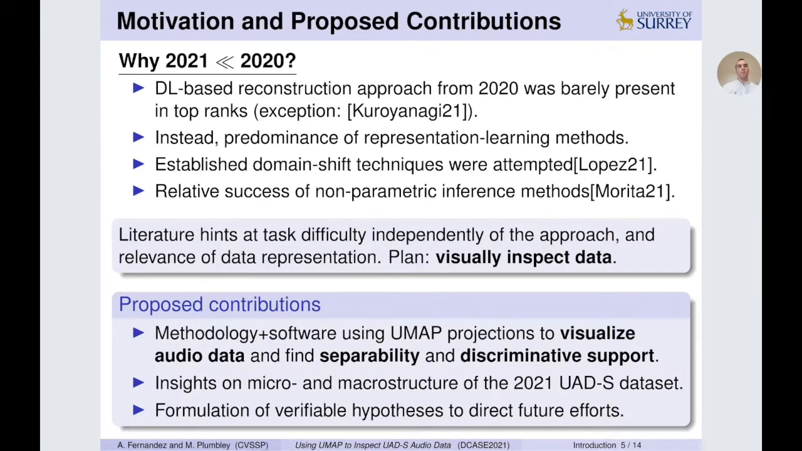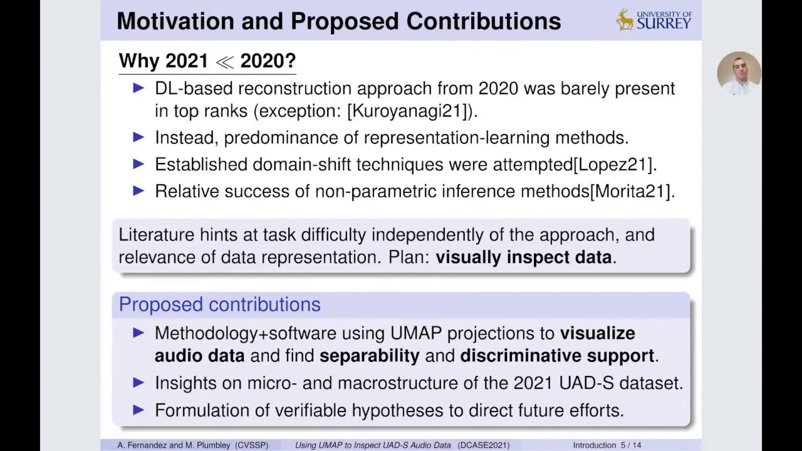So the question is, why were the scores in 2021 much lower than 2020? Several trends in the literature hint at the task difficulty independently of the approach and at the relevance of the data representation. So our plan is to visually inspect that data.